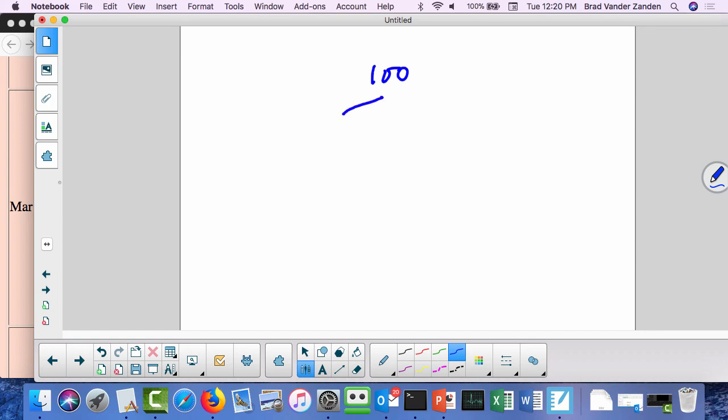Now let's say I insert 75. 75 is less than 100, but it's greater than 50, so it goes right here. Now I insert 150, it's greater than 100, it goes over here. Now I insert 175, it's greater than 100 and greater than 150, it goes over here. Now I insert 125, it's greater than 100, less than 150, it goes over here.